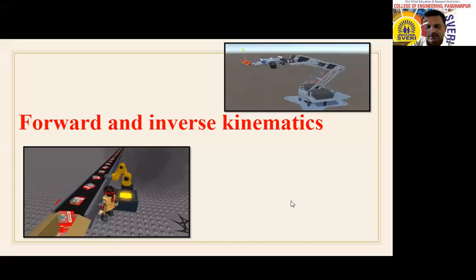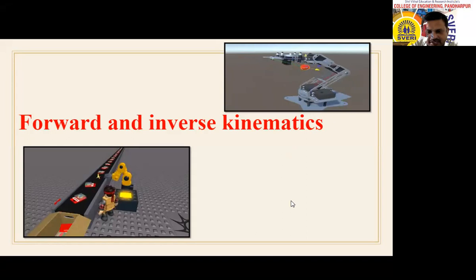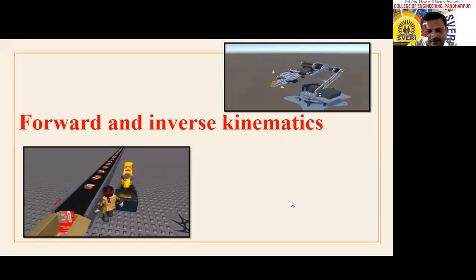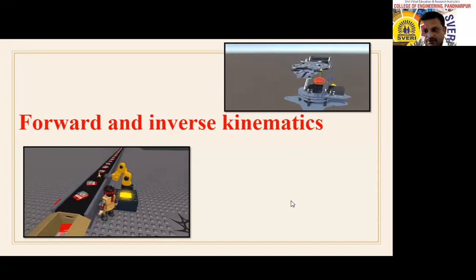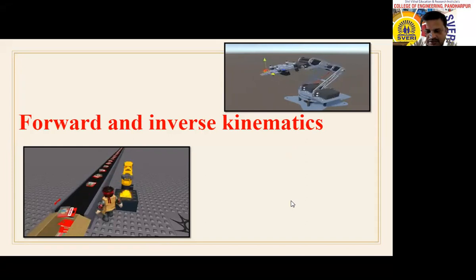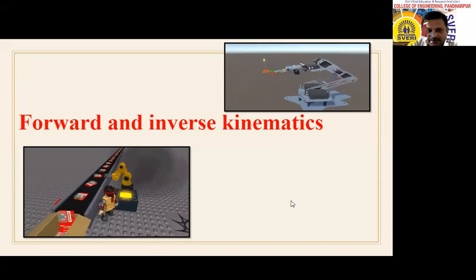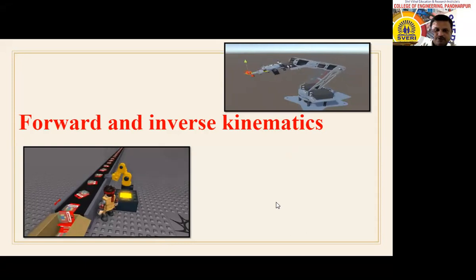Good afternoon. Yesterday we have seen kinematics and dynamics of robots. Today again we'll see forward and inverse kinematics, but today we'll see how to solve different problems related to 2 degrees of freedom and 3 degrees of freedom. Now, forward and inverse kinematics.